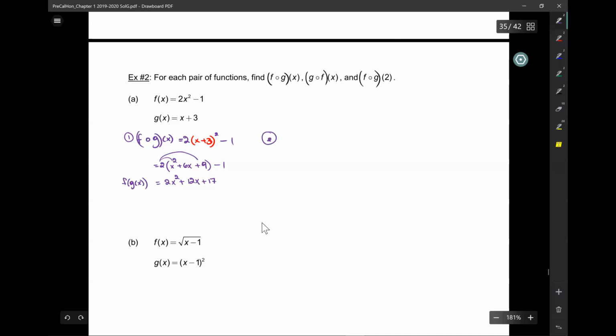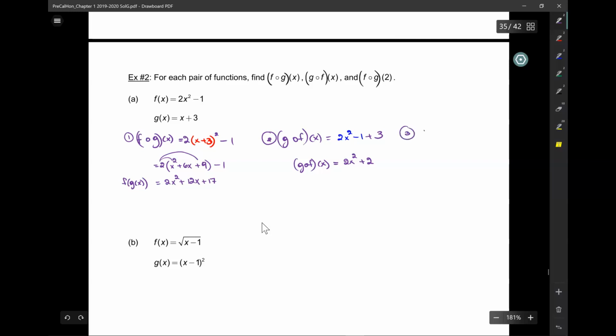In the second case, I want to do g of f of x. That means f is going to get inserted into g. So what is g? It's x plus 3. So I put in my other function instead of x plus 3. And so finally, g of f of x is 2x squared plus 2.